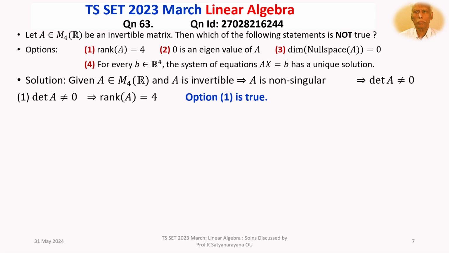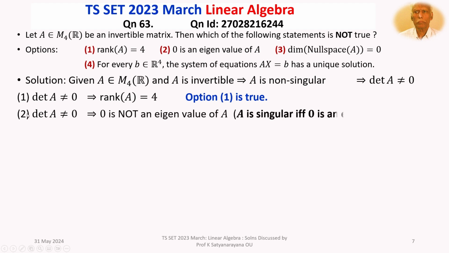Agreed. And we have already seen option 2 is not true. So option 2, determinant of A not equal to 0 implies 0 is not an eigenvalue of A, where you are using this result: A is singular if and only if 0 is an eigenvalue of A. Therefore, option 2 is not true.